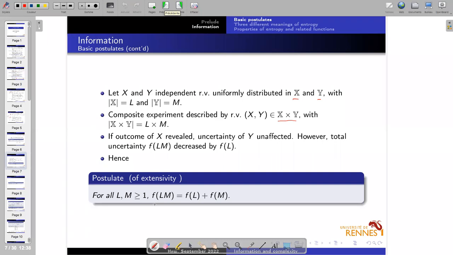You want me to repeat the meaning of the postulate? The last reasoning you made. Yeah. So, when I look at the pair of variables x and y, the uncertainty for the outcome of the pair is f of L times m. Now, when I reveal the outcome of x, the uncertainty has decreased by f of L, that means that this function of the product can be written as the sum of the functions of the individual terms. So the uncertainty for the couple is the sum of the uncertainties for the components of the couple. Okay.